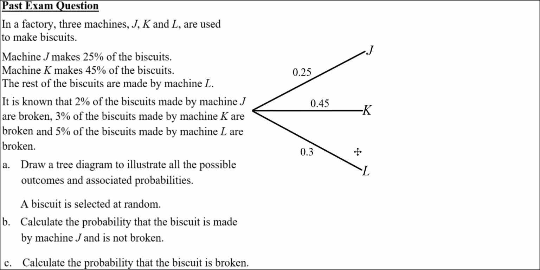And so one event you can think of is which machine's making them. The second event needs to be us considering if a biscuit is broken or not broken. So for each of these machines, J, K and L, we need 2 extra branches coming off them. 1 branch for if the biscuit's broken, another branch for if it's not broken.